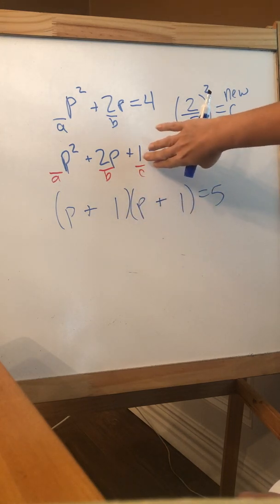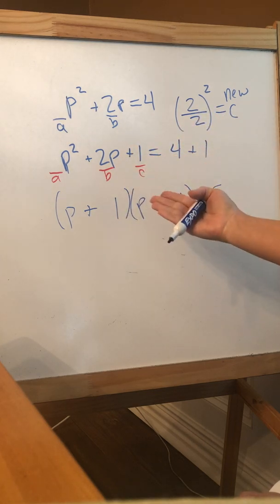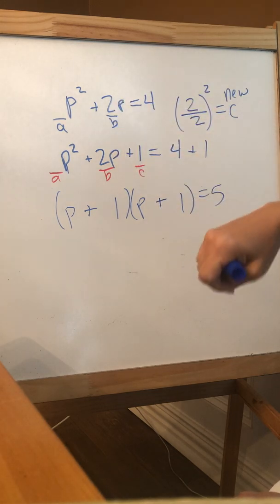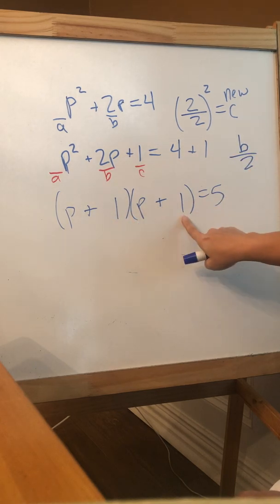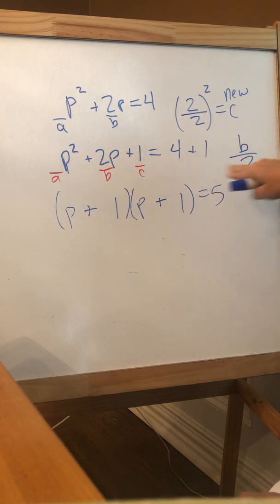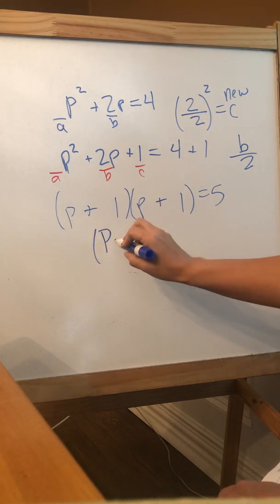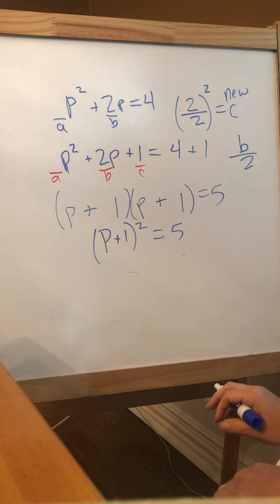But what if you have some fraction here or something else that makes it difficult to just look at it and see what you're multiplying here and adding here. You can actually take your b value and divide it by 2, and that is what's going to go here. So our b value is 2, we divide it by 2, it gives us 1, so 1 goes here. So we're going to rewrite this as p plus 1 squared equals 5.